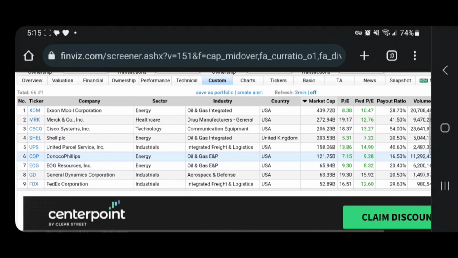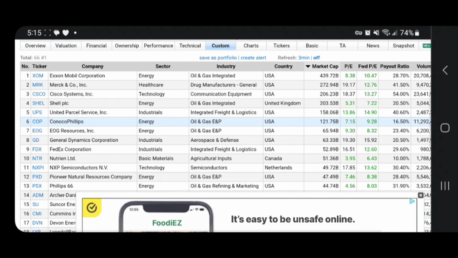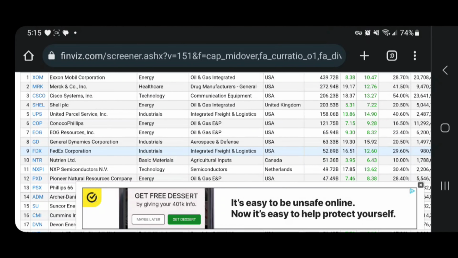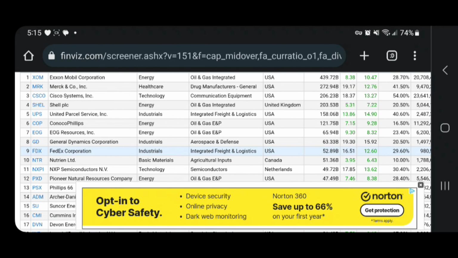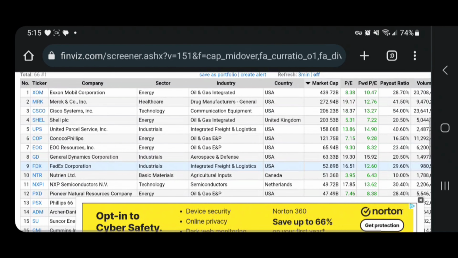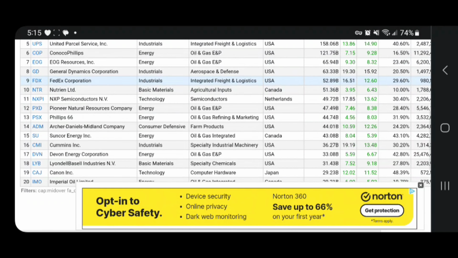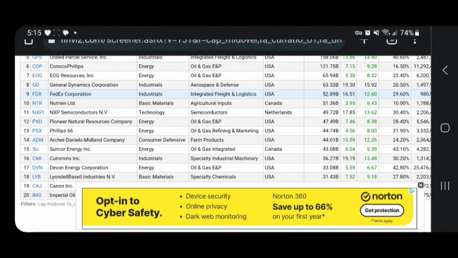So there you have it. This is how I screen for stocks to look at the stocks that I'm interested in buying or acquiring. I typically like to stick with stocks that are currently in my stock portfolio. So in this case, I'll be looking at Cisco, UPS, and probably LyondellBasell, those 3 stocks.